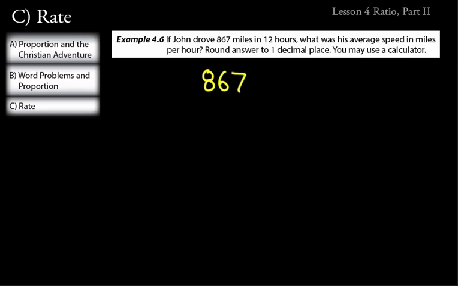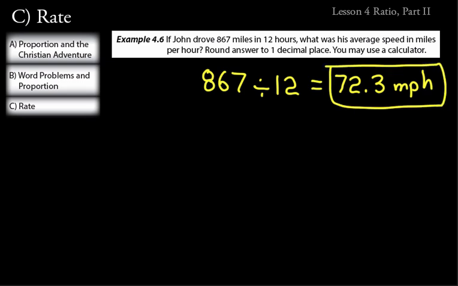So what you should be doing is just saying 867 miles divided by 12 hours, just like we did that earlier example of 60 miles divided by 1 hour. Here we're doing 867 divided by 12, and you should get, rounded to one decimal place, 72.3 miles per hour, mph for short. And that's your answer.